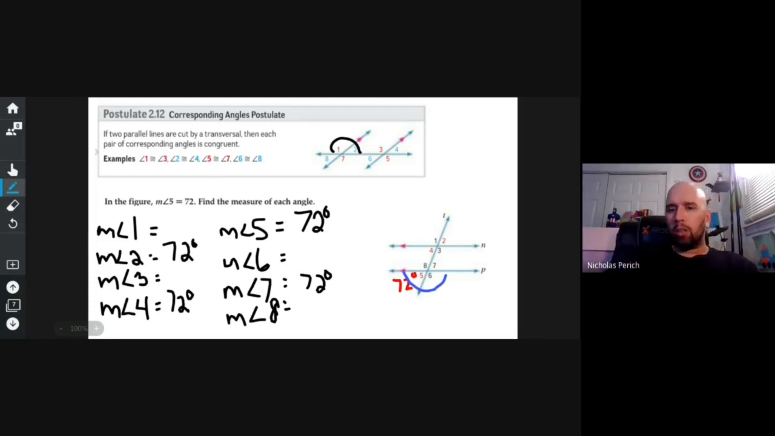180. See, 5 and 6 make 180. If 5 is already 72, then what's 6 going to be? Good, Santiago. So 180 minus 72, and Jill said 108. So 6 is 108. What else is 108?